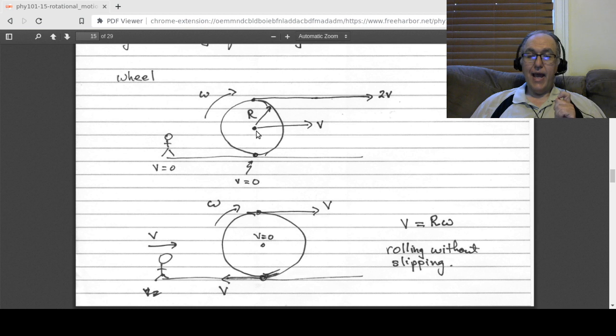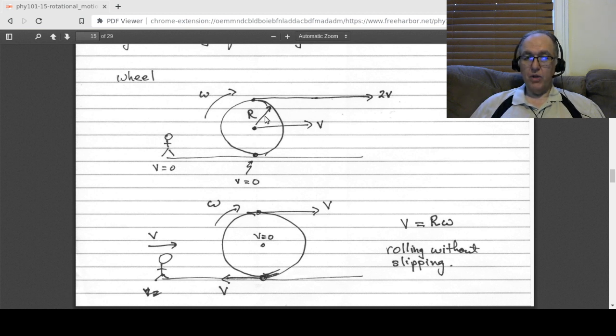The axle of the wheel, that is its axis of rotation, is actually moving at some velocity v. It turns out, if you think about this, the top of the wheel would have to be moving at a velocity twice v. Okay, so there you go.